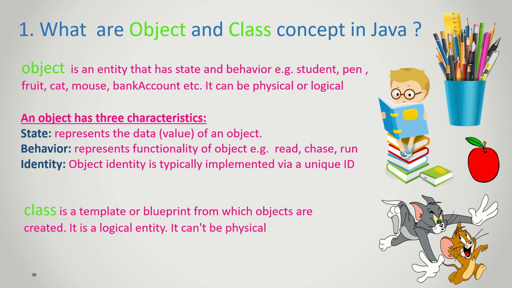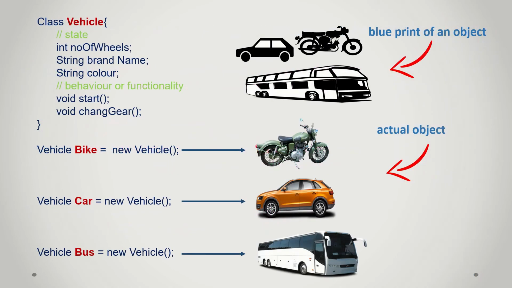A class is a template or blueprint from which objects are created. So it is a logical entity. Unlike the object, it can't be physical. Let's understand this with the help of an example.